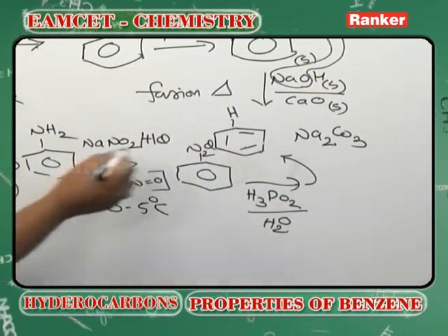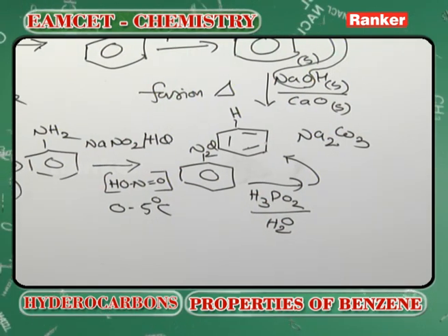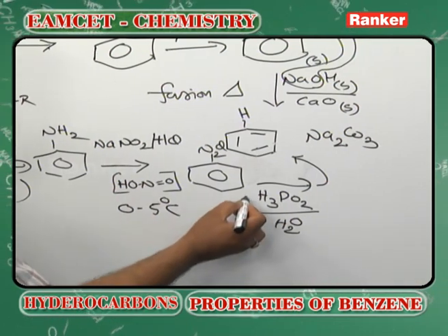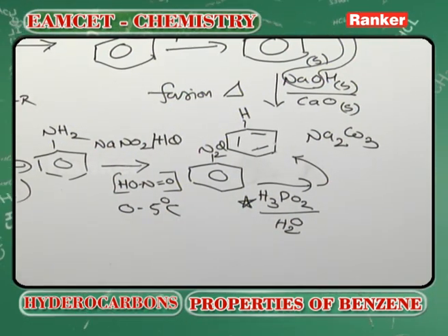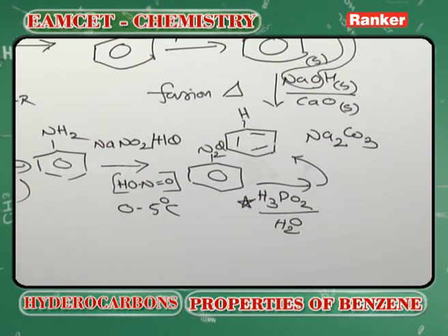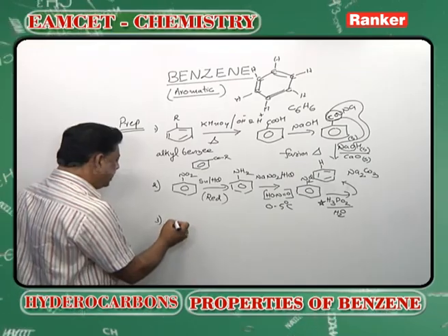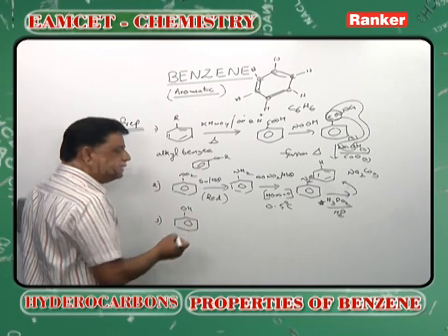So the whole group is removed. It is again a reduction of diazonium chloride, and the reducing agent here is a unique reagent. I hope the moment you see H3PO2 you can guess it is used in the reduction of the diazonium chloride into benzene. Now similarly we have one more method where if an OH group is there, this can be removed.